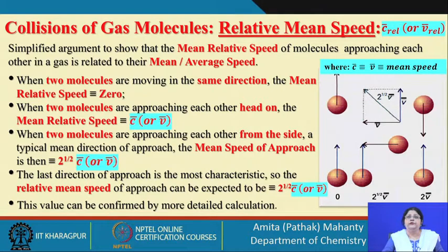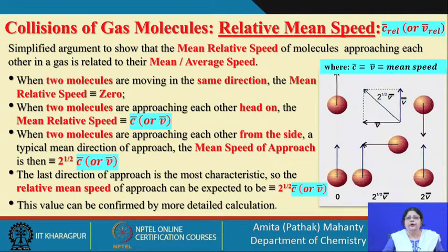Before that, we should also see what is the speed with which they are approaching each other. This is not as simple as it is depicted, or as the way I am going to discuss right now, but let us assume a simplistic approach or argument to understand the velocity of approach of the molecules. We call this the mean relative speed of approach of molecules when one is approaching the other, and this we will see is related to the average or the mean speed which we have calculated before.